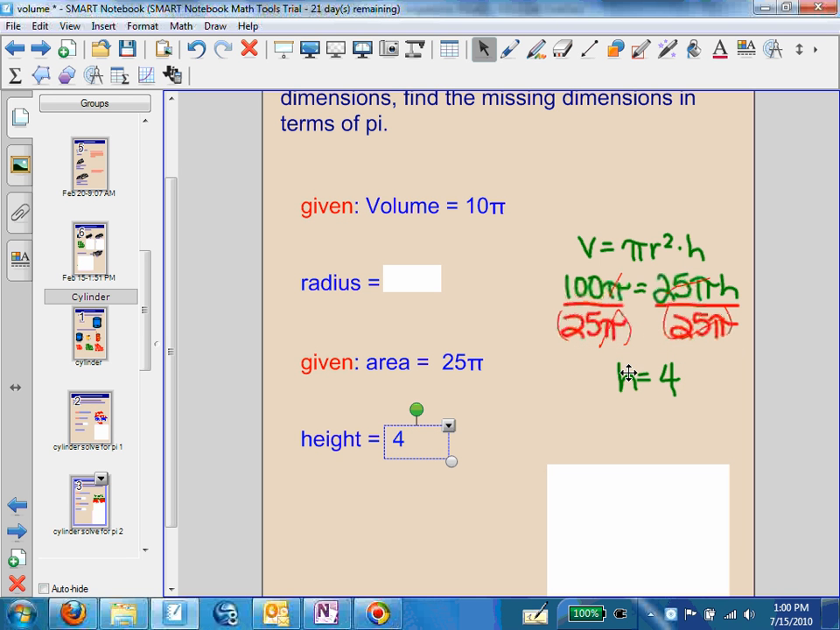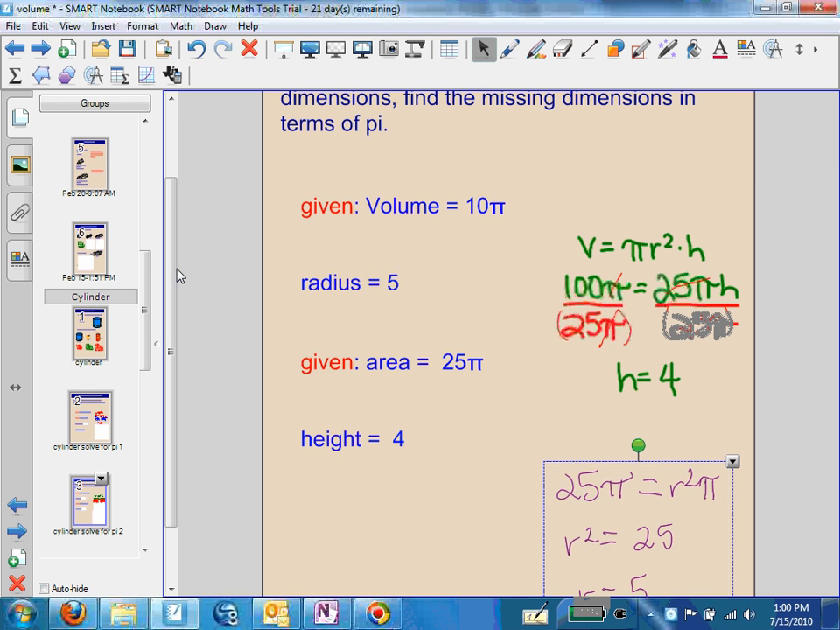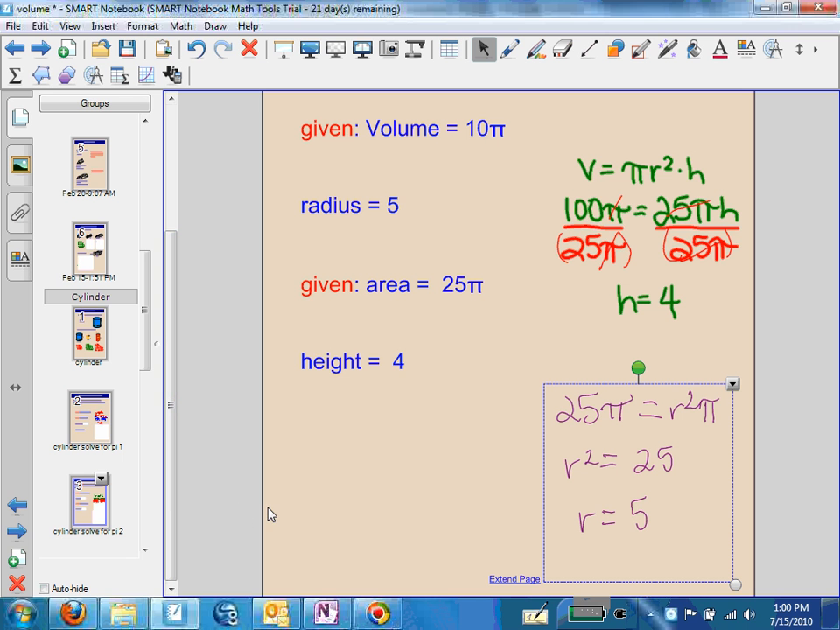And then the radius is going to be the square root of this 25. It's the square root of 25 sitting with the pi, so it has to be 5. And here's how you can do it mathematically. You take the square root of both sides here. Radius is 5.